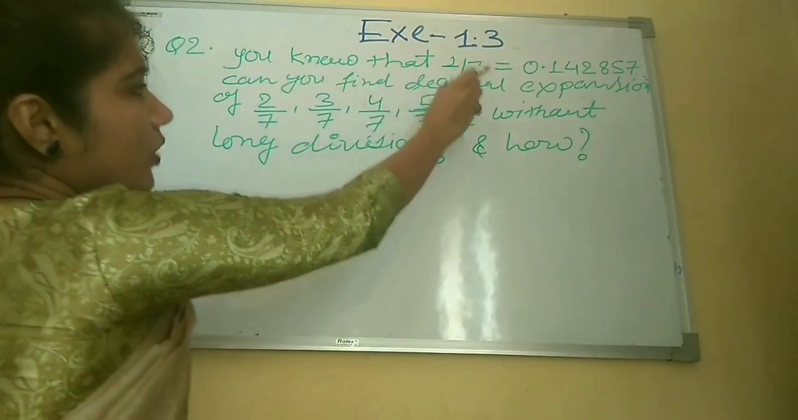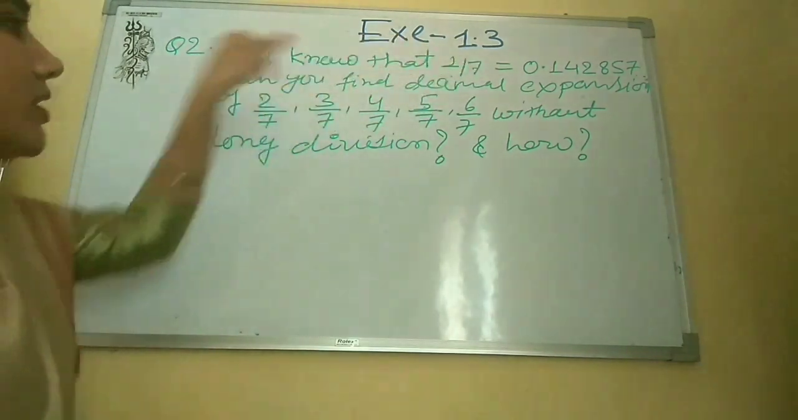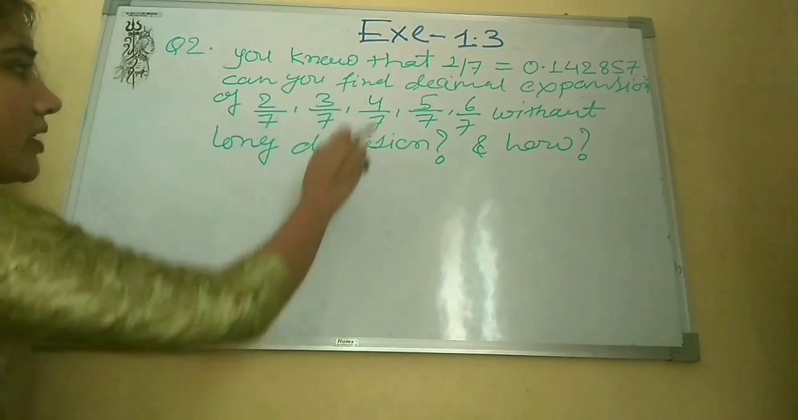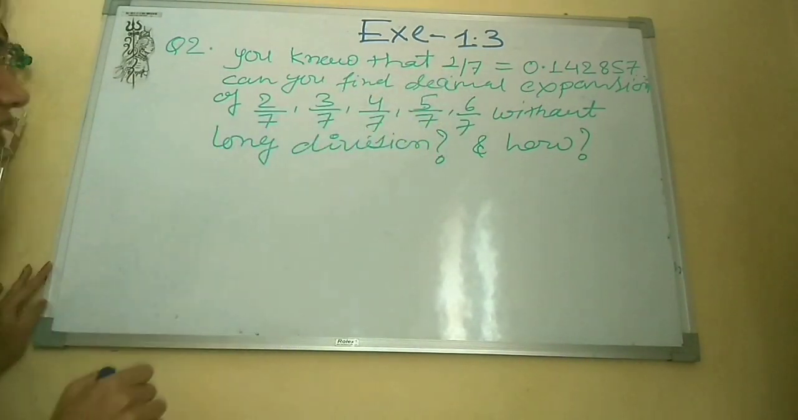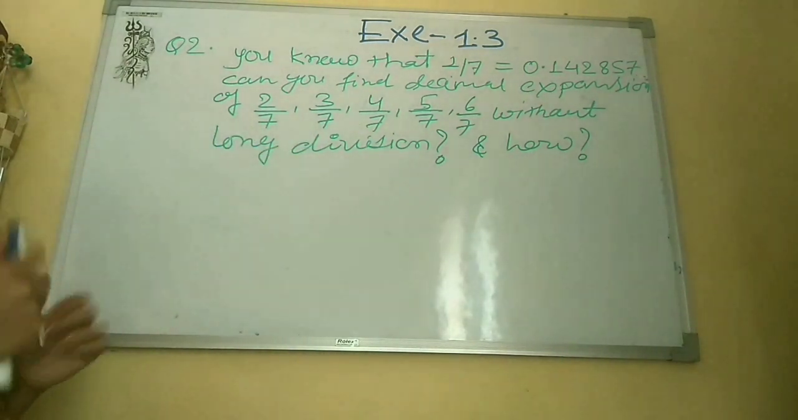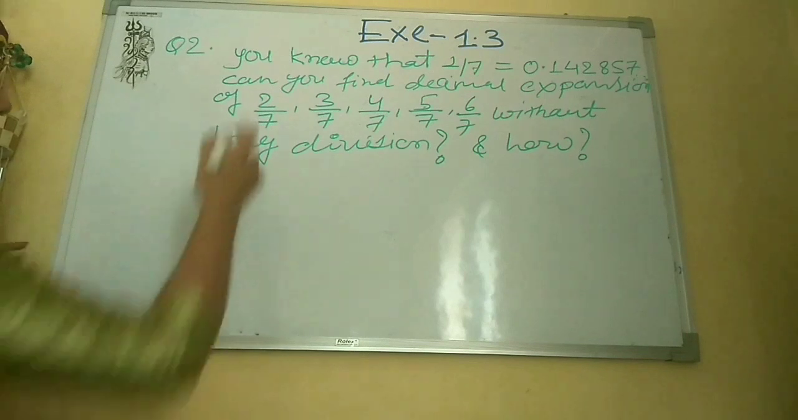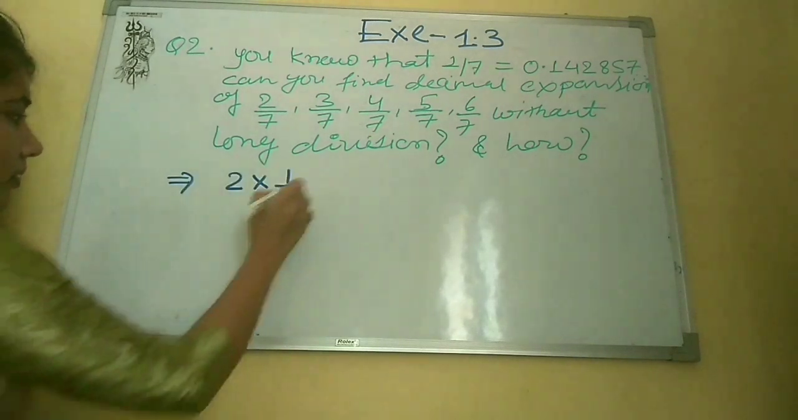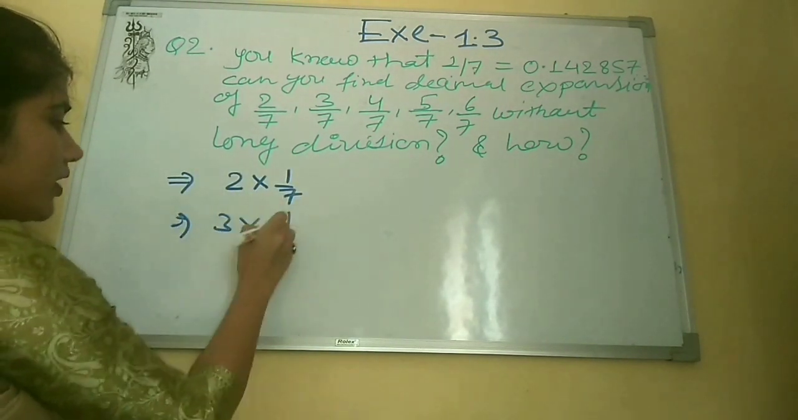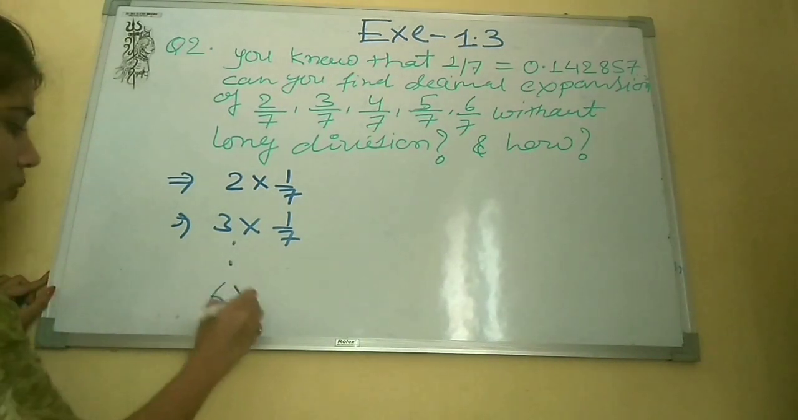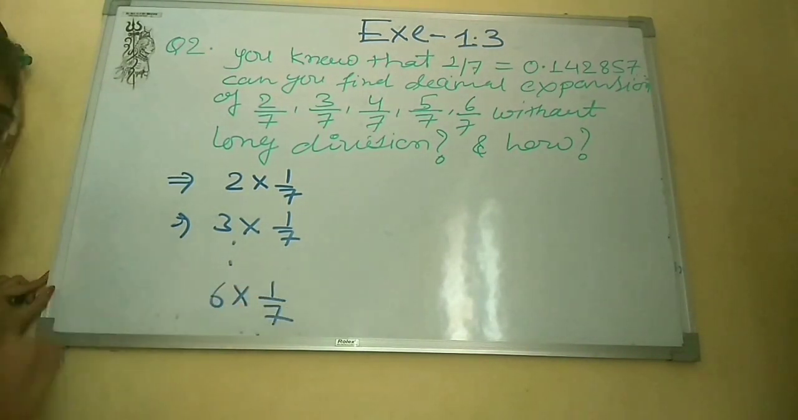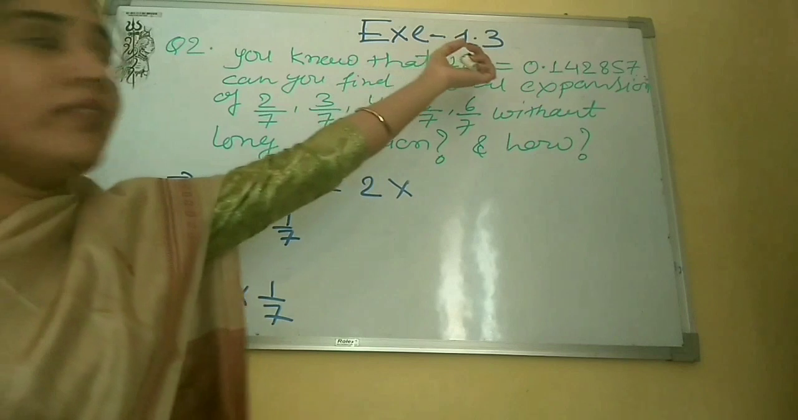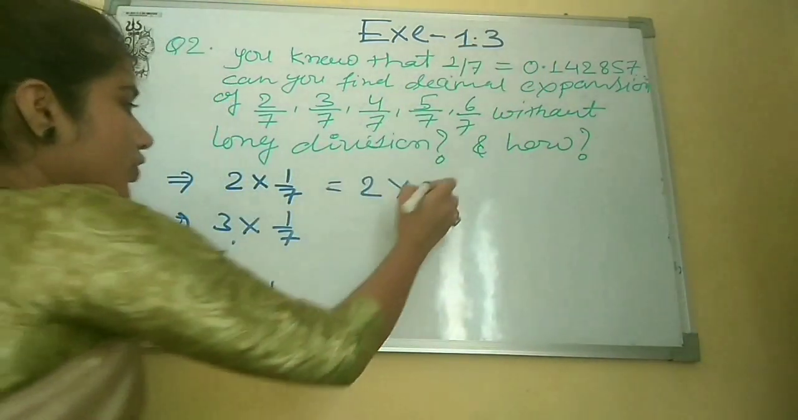Okay, now next question. The question is, you know that 1 by 7 is 0.142857 up to infinite. Can you find the decimal expansion of 2 by 7, 3 by 7, 4 by 7, 5 by 7, 6 by 7 without the long division method? Okay, it's very simple. Can we write it like this? 2 cross 1 by 7, 3 cross 1 by 7, same as 1, up to 6 cross 1 by 7, we can write. So 1 by 7 value has already been given in the question.